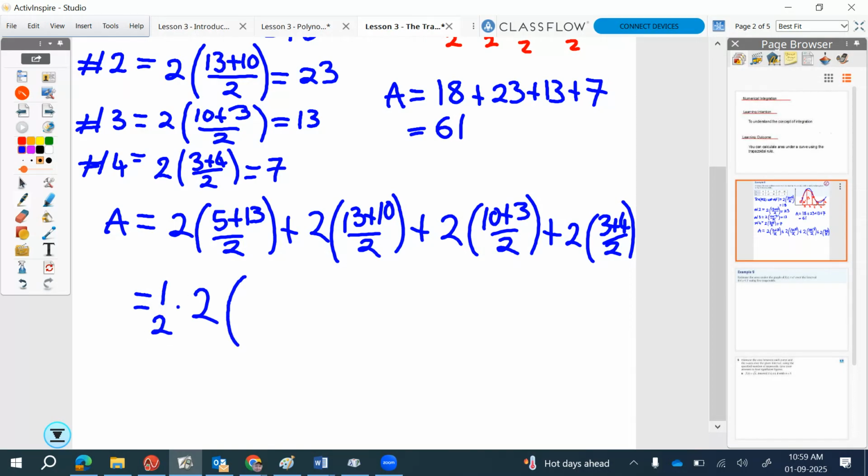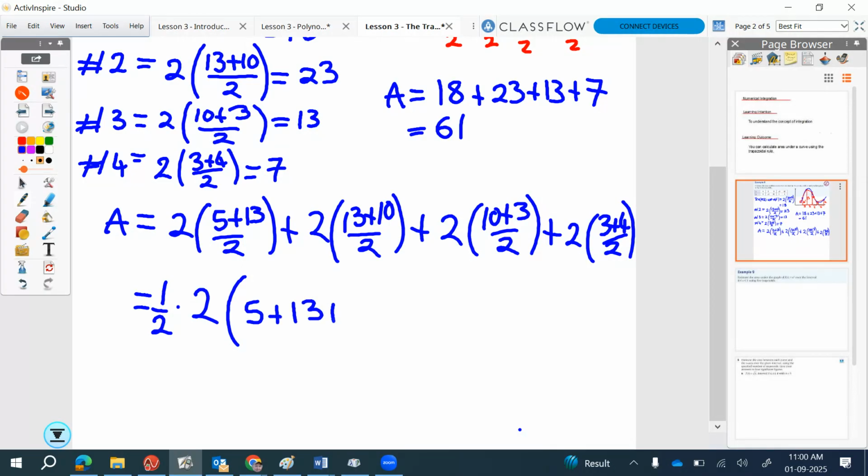I'm not going to cancel these 2 because that half is always going to be a half, but that 2 is not always going to be a 2. That's the difference between the 2 x values, and that could be a 1 or a 5, and then it wouldn't cancel. That's why I'm leaving it in here. So what's left inside the bracket when I factor all of this out from everyone? It's going to be 5 plus 13 plus 13.